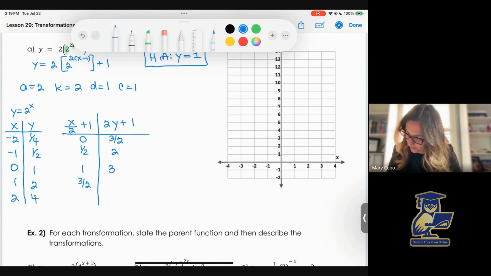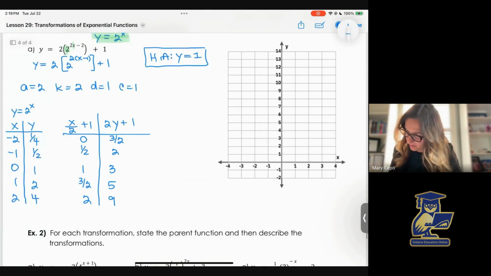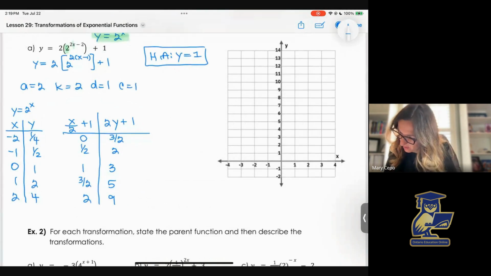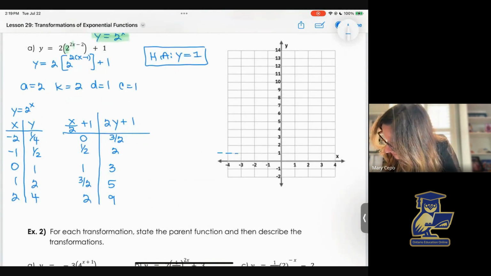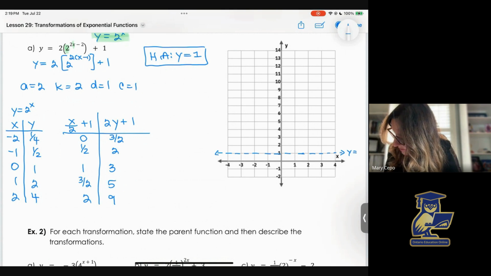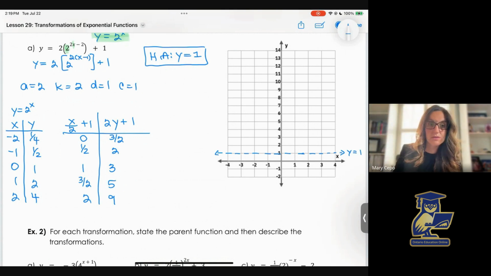And then 2 times 4 plus 1 is 5. 2 divided by 2 is 1 plus 1, which is 2. And then 4 to 8 plus 1, which is 9. Okay, so again, we have to have a scale that works, but let's see. We'll start with the horizontal asymptote. Again, that is our most critical point. We know that the function will get closer and closer to it, but will never cross it. So y is equal to 1 is my horizontal asymptote.